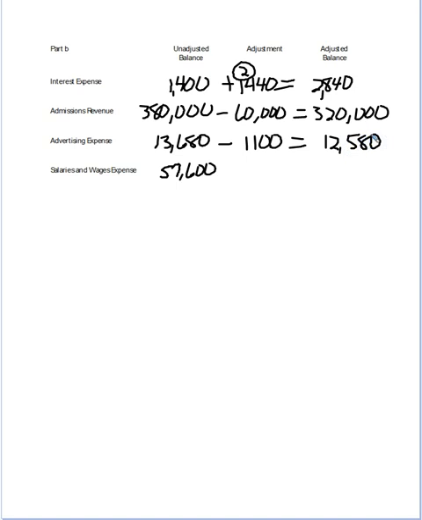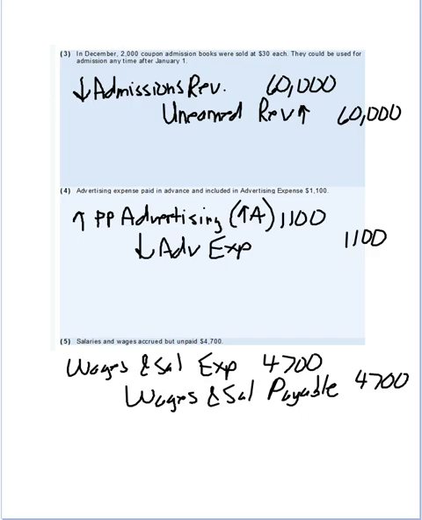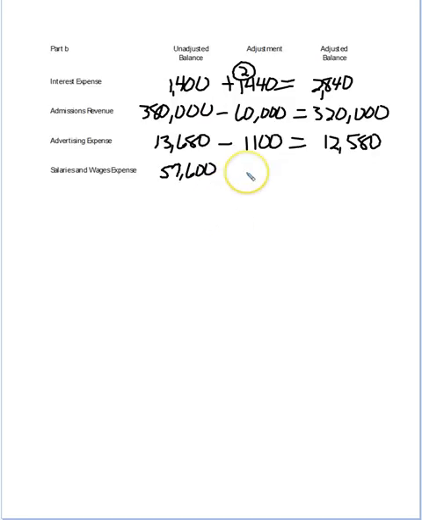So reduced it $1,100. So $13,680 minus $1,100 is $12,580. And then salary and wages expense, we increased it $4,700 with that debit in number 5. So plus $4,700 gives us an adjusted balance of $62,300. Okay, and there we are, finished with problem 5.